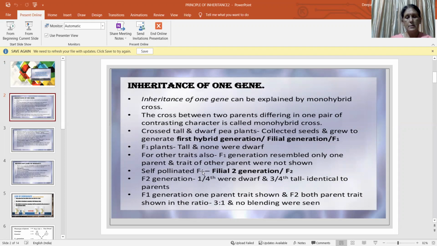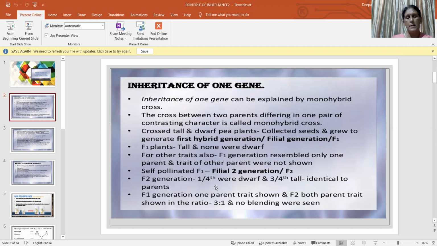When F1 offspring are self-pollinated, the F2 generation produces tall and dwarf plants in the ratio 3:1, that is, out of 4 plants, 1 is dwarf and 3 are tall. So in the F1 generation one parent's trait shows, and in the F2 generation both parents' traits show in the ratio 3:1.